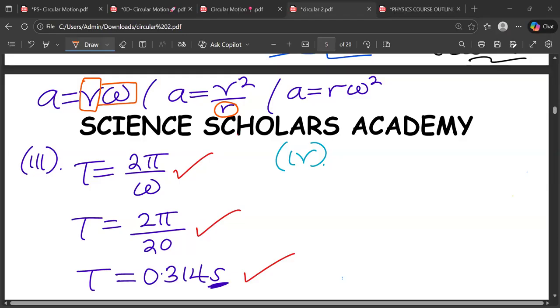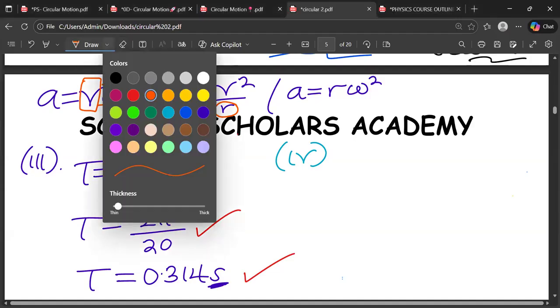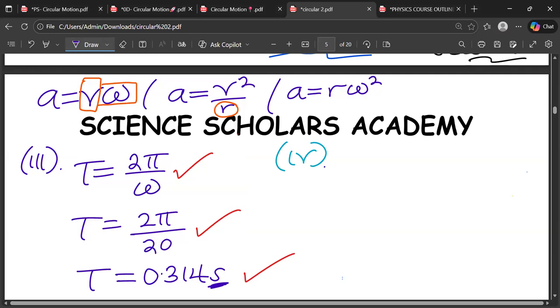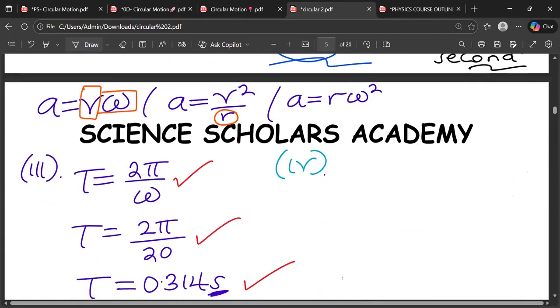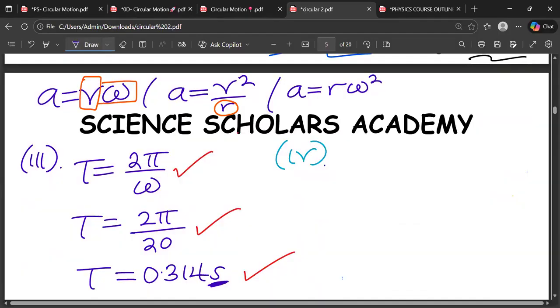Someone is choosing V omega. So you can use any, but you're going to realize that the answer is the same. For me, let me choose, since the question provided me with R and omega, I'm going to use the third, because I'm going to use exactly what the question provided. I may not trust my answers.